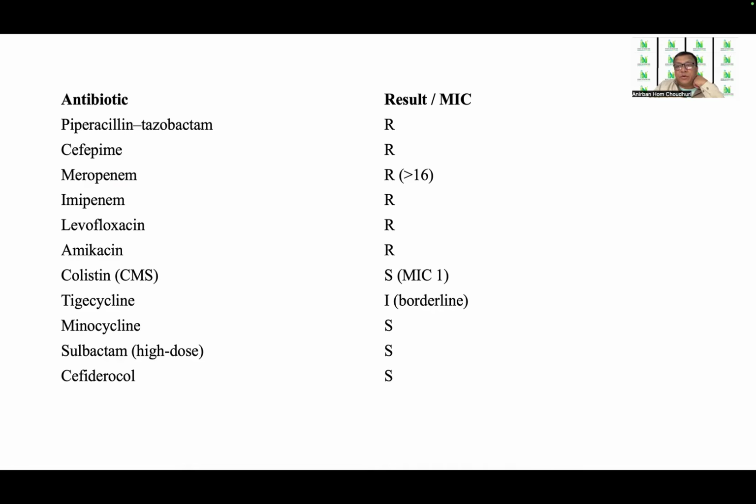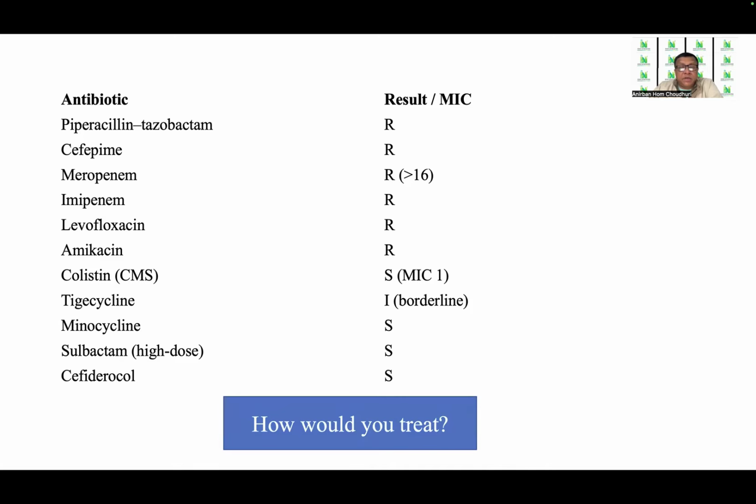This is the antibiogram which is available: resistant to cefepime, meropenem, MIC is greater than 16, imipenem, levofloxacin, amikacin. Colistin is susceptible, MIC is 1, tigecycline is intermediate, as well as it is sensitive to minocycline, high dose sulbactam, and cefiderocol. Although cefiderocol is not available at large in our country, in the pharmacies, barring a few places where it is available in the gray market. But the question is, how would you treat this patient?